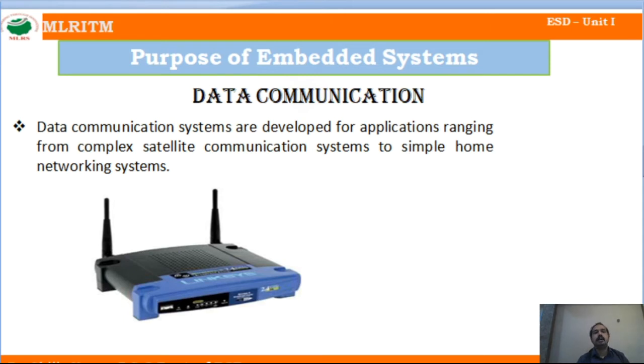Next one is data communication. Okay, so we have a variety of communication. Cellular communication is there. For that purpose we need what? Towers, base station, mobile station, or mobile phones. Then satellite communication, dish antennas are required. Then home networking systems. So these are all some examples where we use what? Embedded system. For communication purpose, everything is embedded.